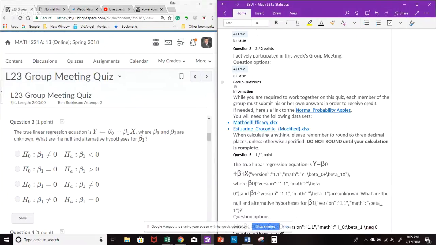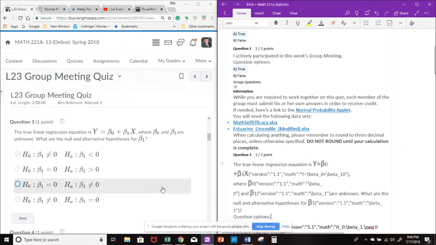Yeah, 4. Okay, so the true linear regression equation is, and I forget what these are called, but it's y equals b0 plus b1 x, and they have names, where both of them are unknown. What are the null hypothesis for b1? I can't remember. Beta. It was Beta. That's right, there you go.